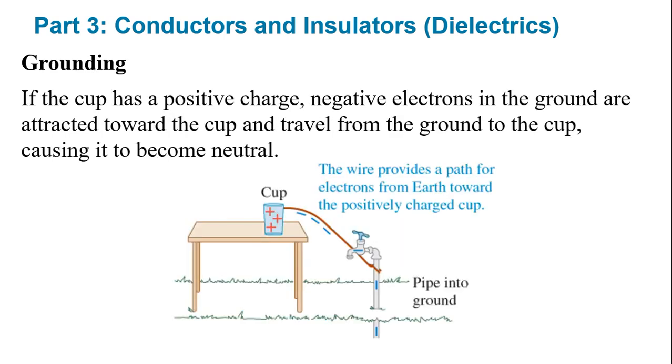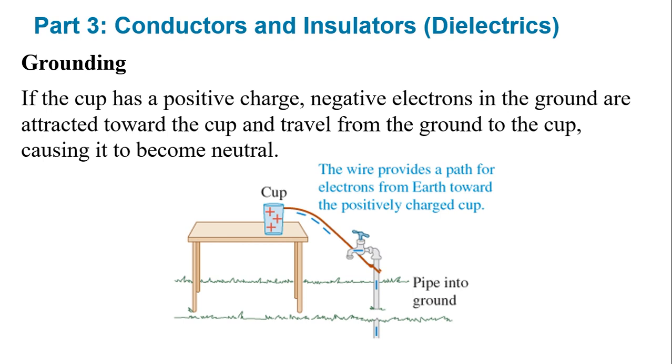All right, grounding. This is important to understand, and you may have seen it around your house. Sometimes it's easier to spot than others, but there's this random pole driven into the ground, and there's a wire attached to it, and that is a grounding wire. That helps keep people from building up charge, either positive or negative. Grounding is important because it keeps you from getting shocked by your own appliances. So if a cup has a positive charge, negative electrons in the ground are attracted toward the cup, travel from the ground to the cup, and cause it to become neutral. That's why houses are always grounded. If they weren't grounded, you'd have charge build up on these electrical sockets, and once you plugged something in, you get a big boom, bang, you're no good. So that's why we often ground things.